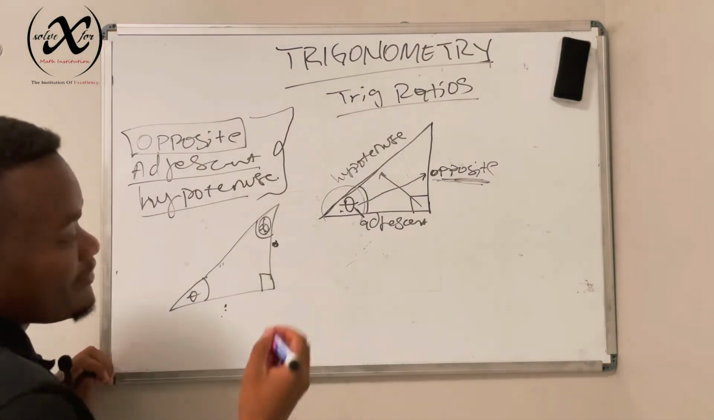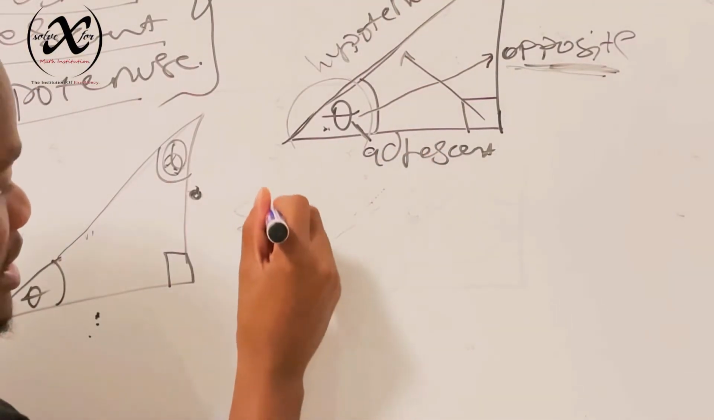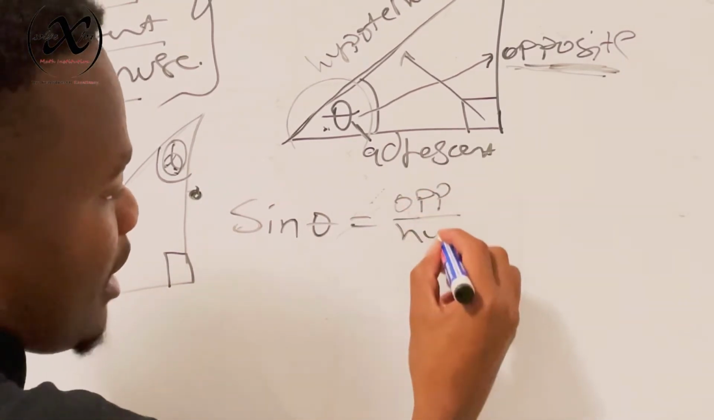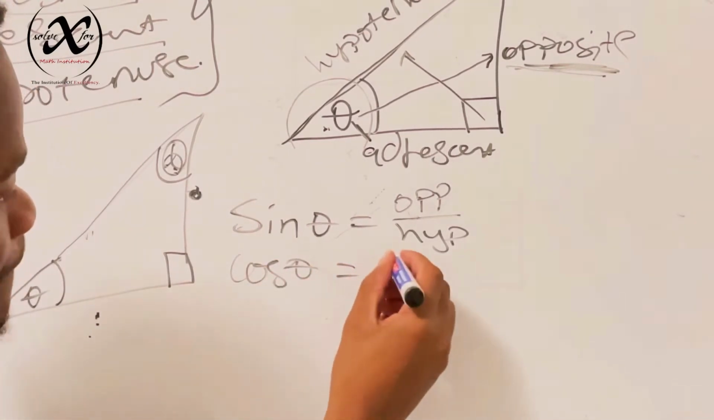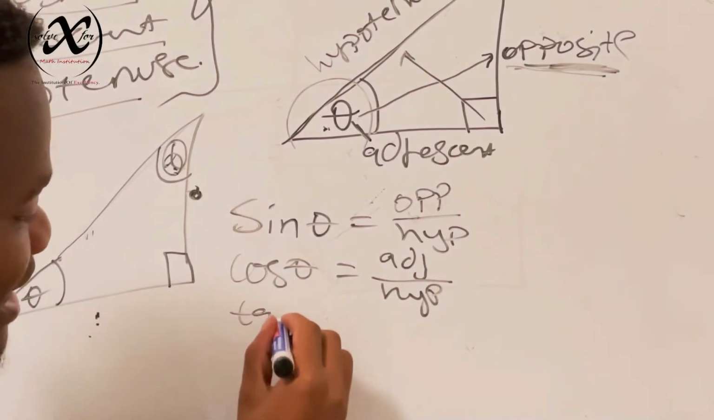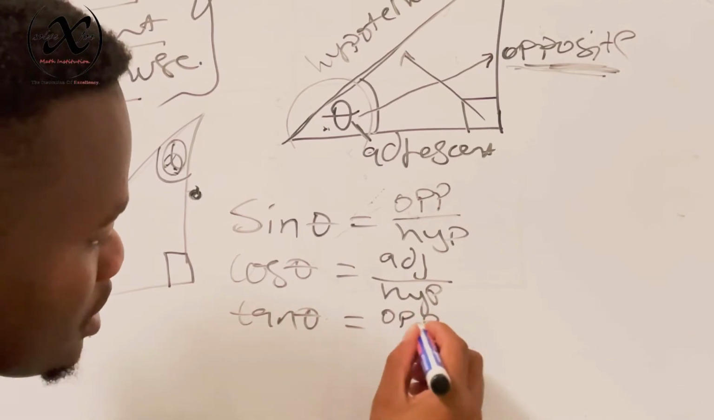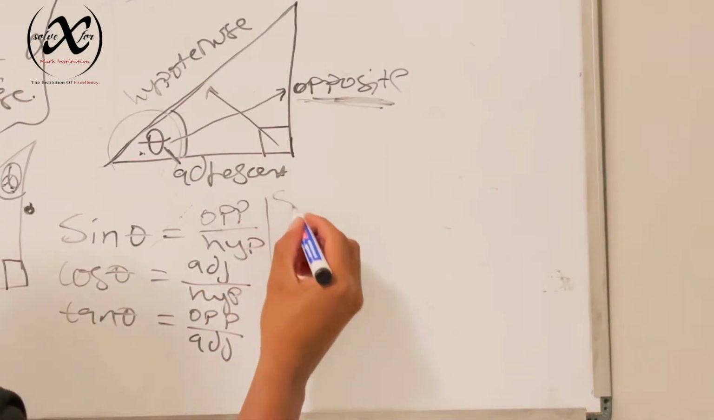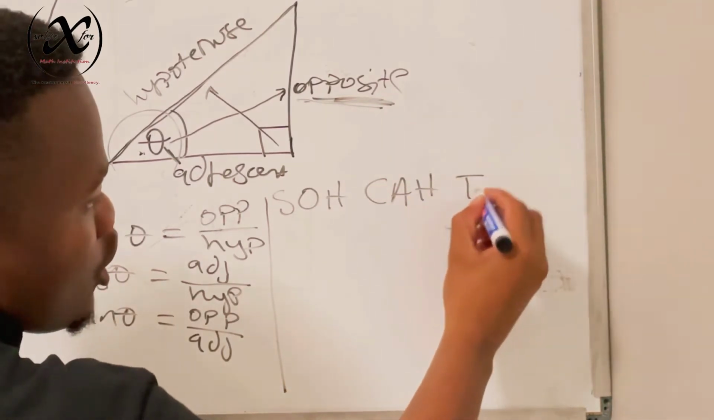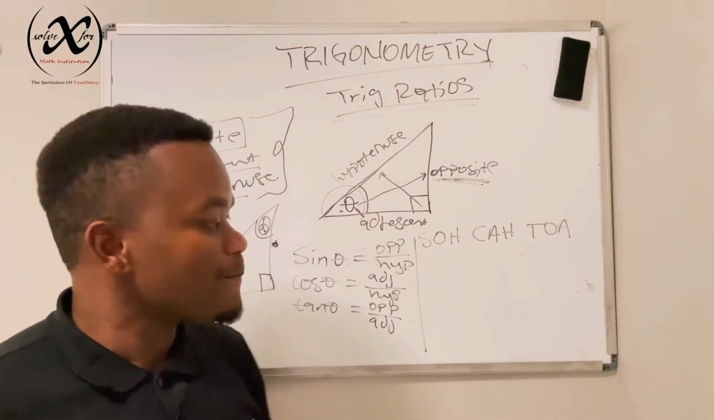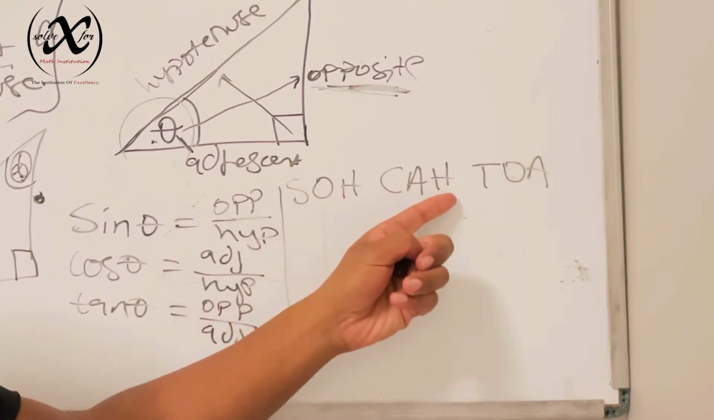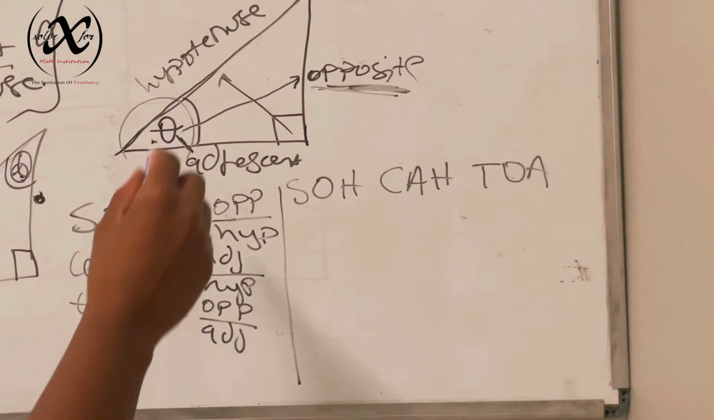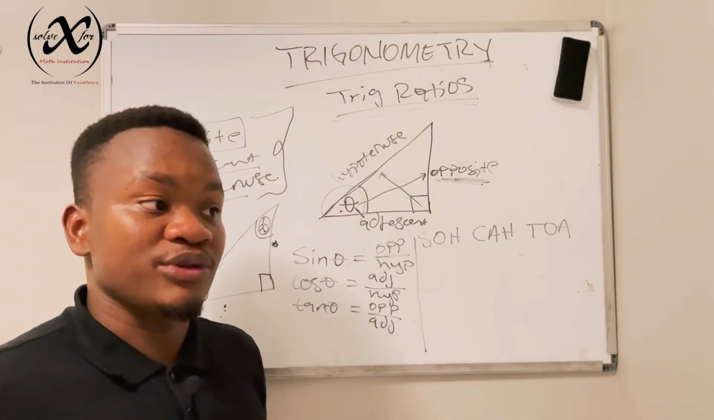Therefore, the trigonometric ratios say that sine of theta equals opposite over hypotenuse, cos of theta equals adjacent over hypotenuse, and tan of theta equals opposite over adjacent. Right, that's it. Now we were taught a method that works to remember this: SOH CAH TOA. Yes, SOH CAH TOA. You remember that sine is opposite over hypotenuse, cos is adjacent over hypotenuse, and tan is opposite over adjacent. So this works.